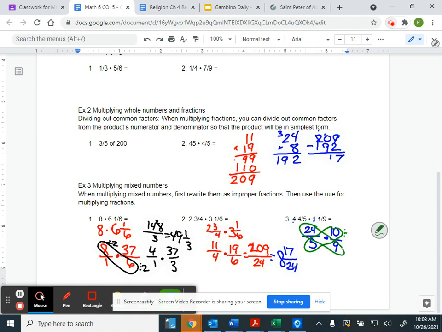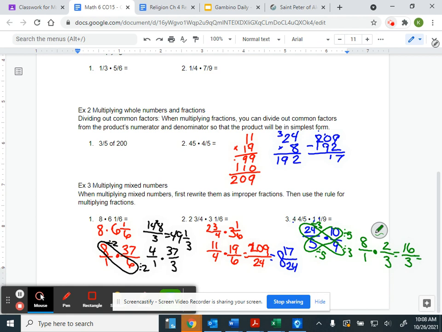5 and the 10, I can divide a 5 out of both. So 10 divided by 5 is 2. 5 divided by 5 is 1. Then I have 24 and 9. I can divide a 3 out of both of those. 24 divided by 3 is 8. 9 divided by 3 is 3. And now I'm going to multiply. 8 times 2 is 16. 1 times 3 is 3.